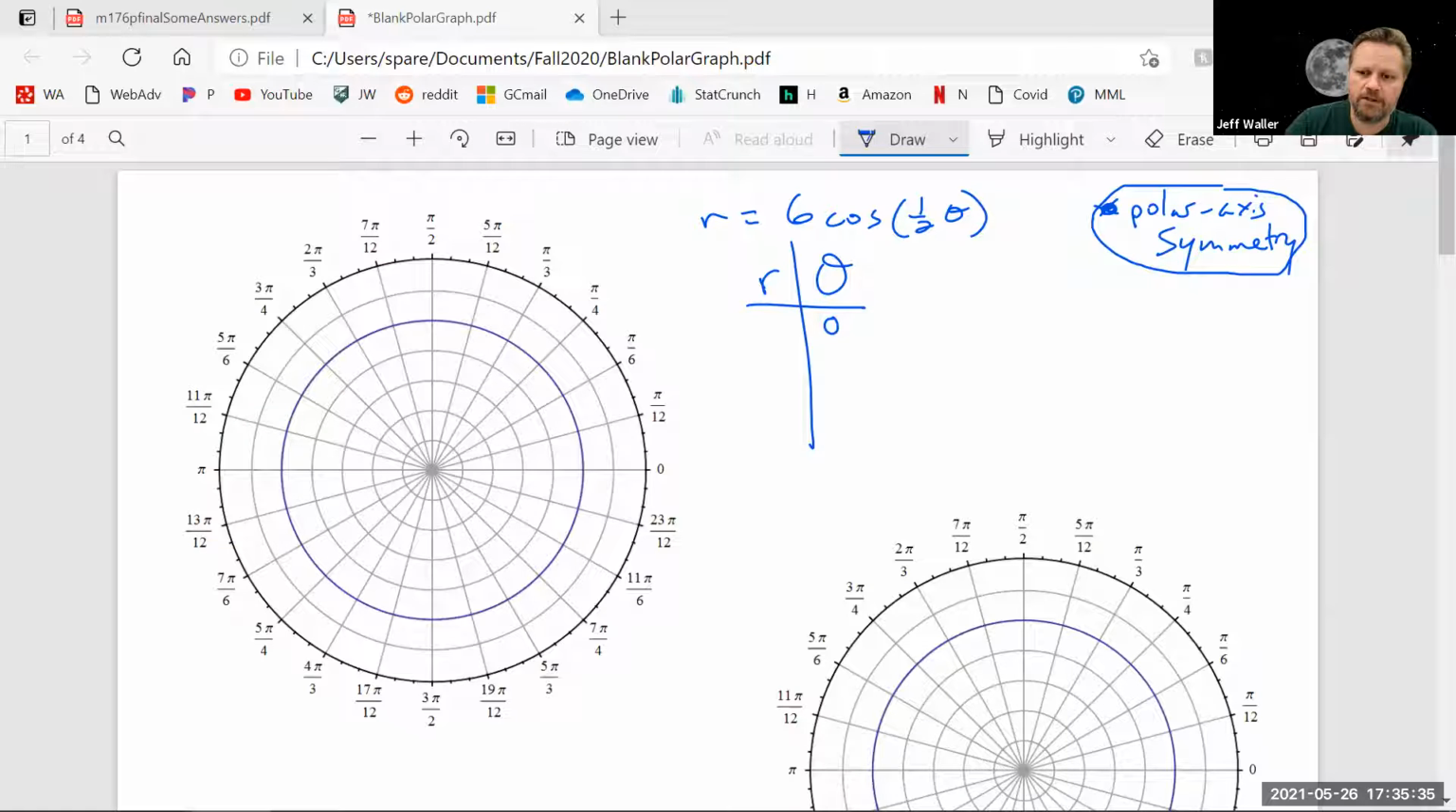Okay, cosine of 0 is 1. I love it. So then when you multiply it by 6, you get 6. Okay. All right. What if I put pi over 6 in there? Is pi over 6 something good to put in there? Can you guys see? You sure? Do you know what the cosine of pi over 12 is?